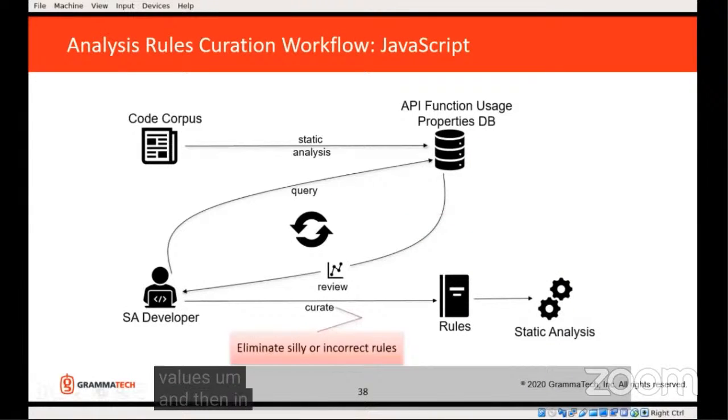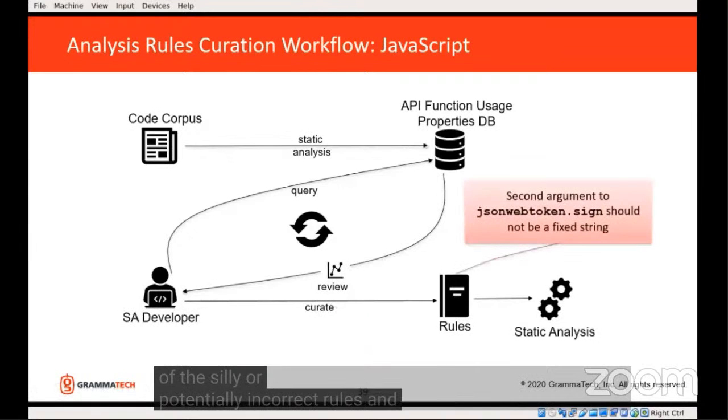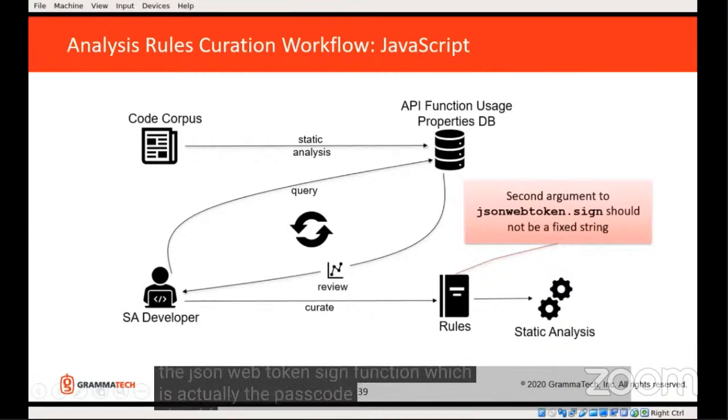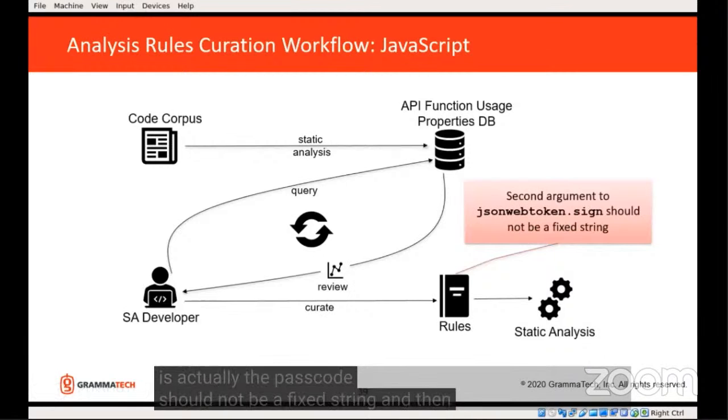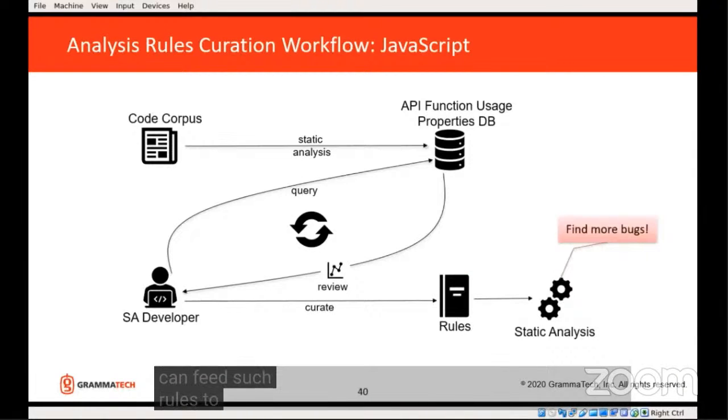Then in a similar manner, we look at all the potential rules, eliminate some of the silly or potentially incorrect rules, and create rules of this form. Like the second argument to the JSON web token sign function, which is the passcode, should not be a fixed string. And then we can feed such rules to a modified version of TypeScript and find bugs.